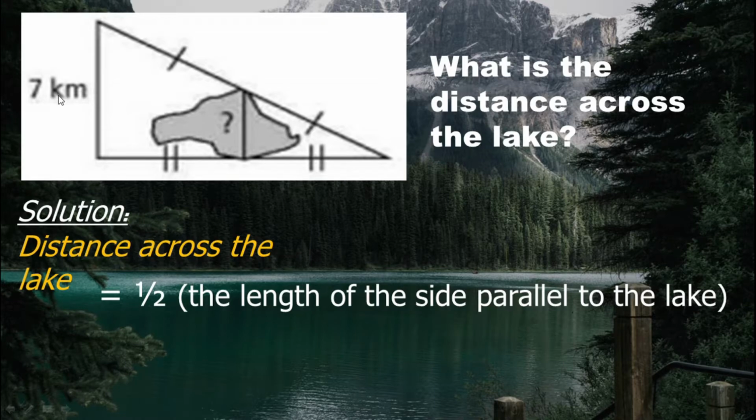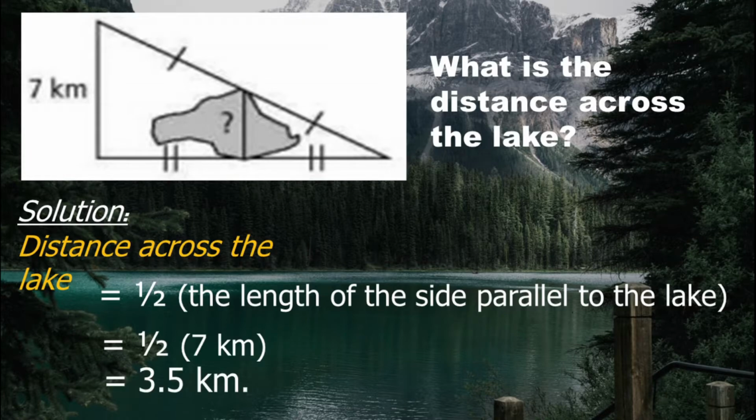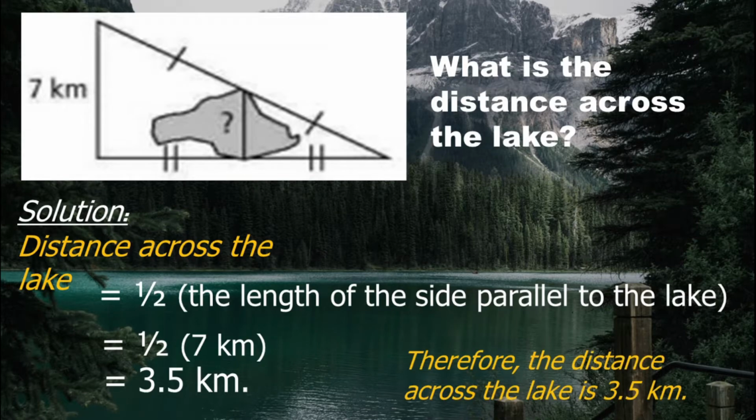So the side parallel to the distance across the lake is the side having the length 7 kilometers. So that is equivalent to 1/2 times 7 kilometers. And 1/2 of 7 is 3.5 kilometers. Therefore, the distance across the lake is 3.5 kilometers.